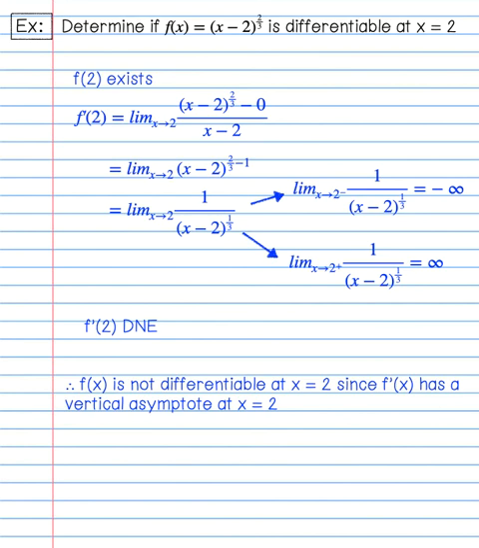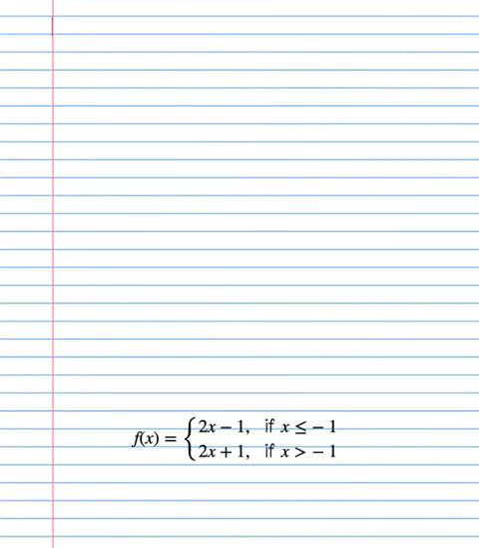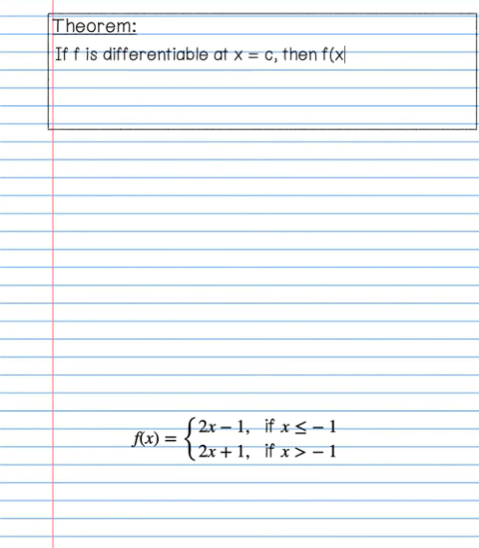Okay, so let's look at something else. Oh, apparently I forgot to animate this properly. That's okay. We'll look at a couple theorems and we're going to use them on that piecewise function down below. So our first theorem says that if f is differentiable at x equaling c, then f of x is continuous at x equaling c.